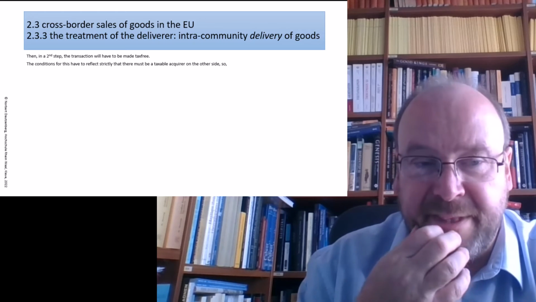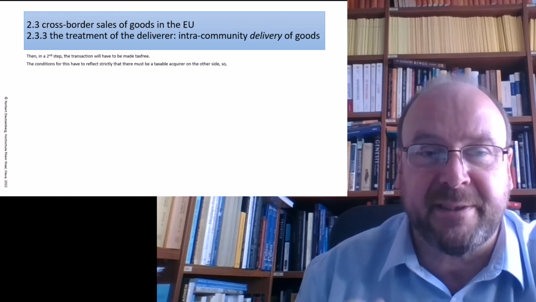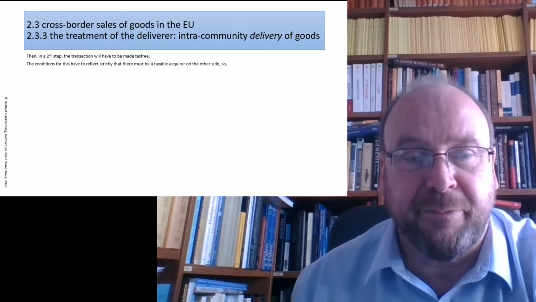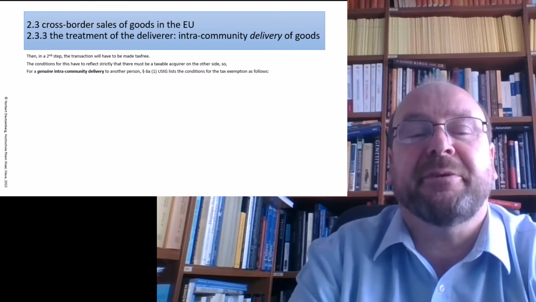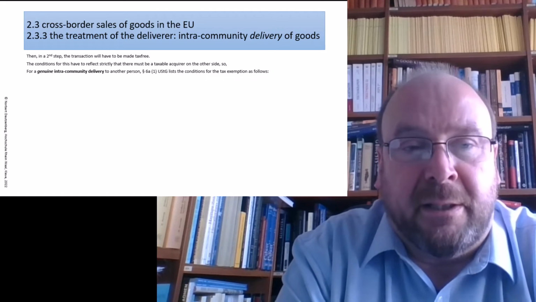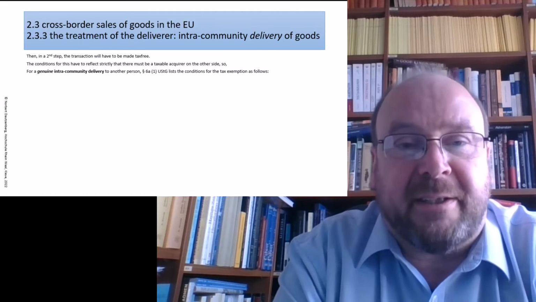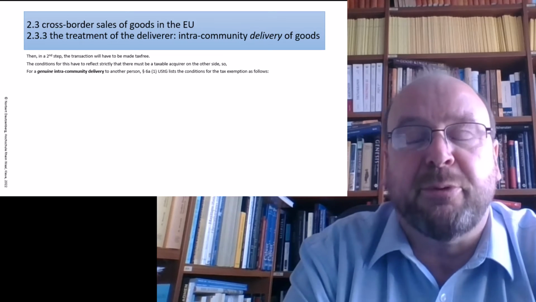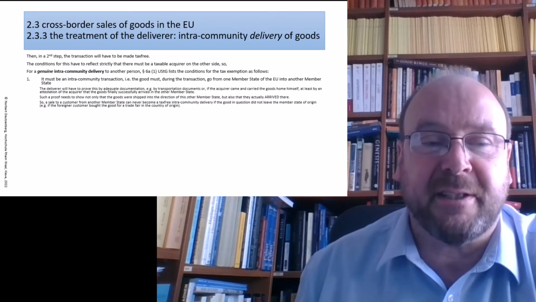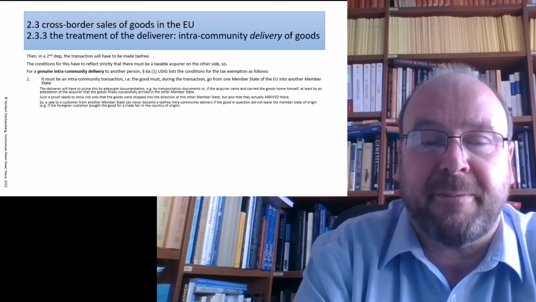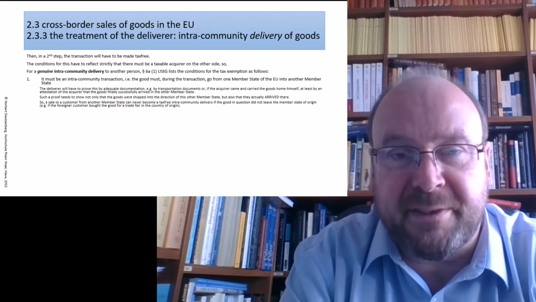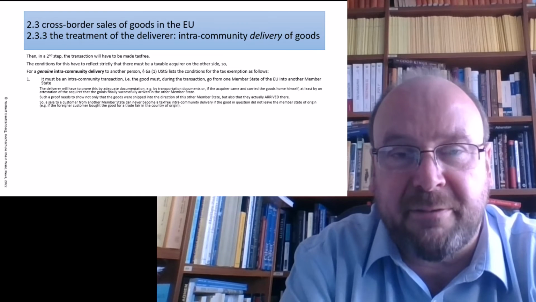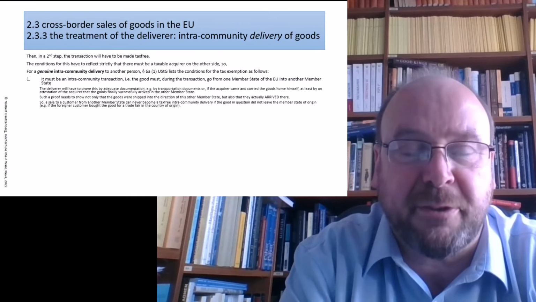However, that strictly requires that we have a taxable acquirer on the other side. So for a genuine intra-community delivery, we need to check if that is the case, and that is what our deliverer will have to prove to us. First, the good must cross the border and go into another member state. Otherwise, you don't have an intra-community transaction of a good.